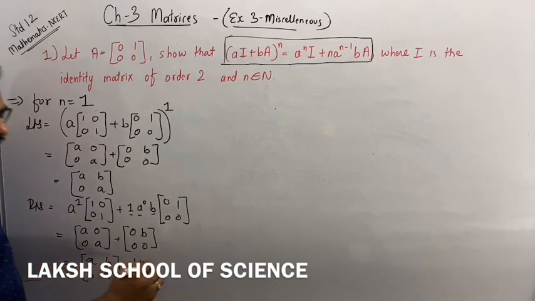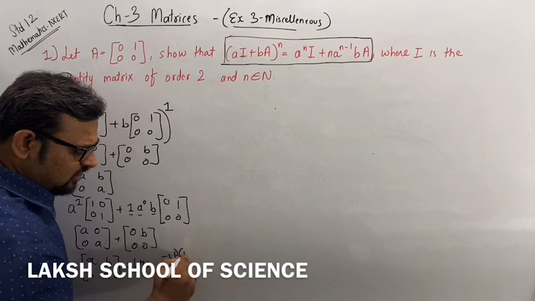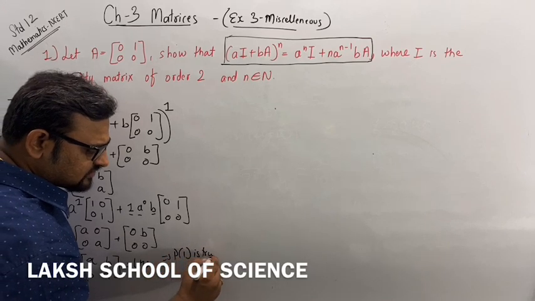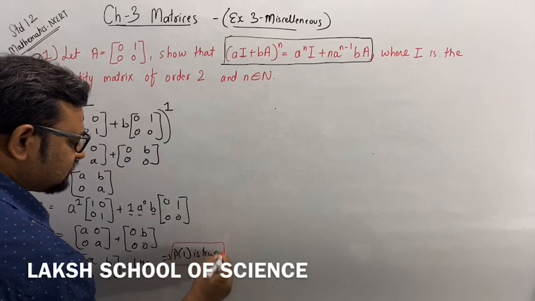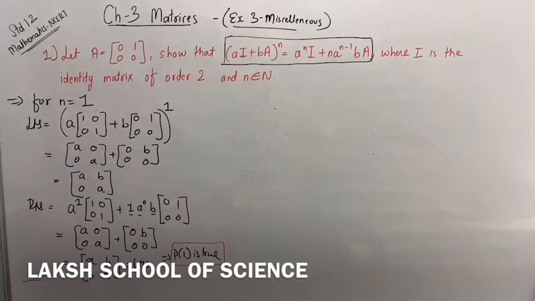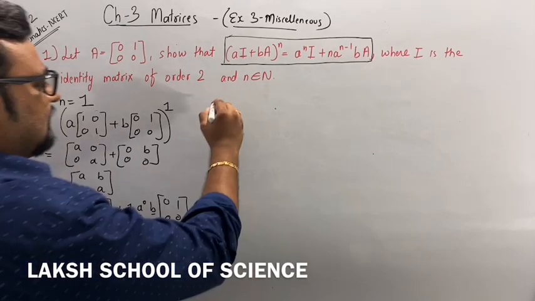See, so what does this show? P of 1 is true. Okay, I will just mark it. P of 1 is true. Clear? So what was our next step?